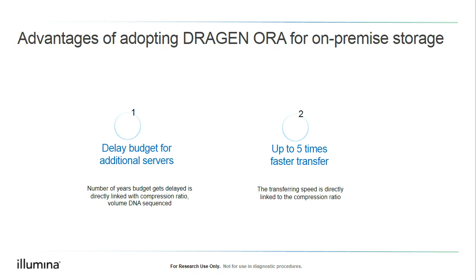If you were to adopt this DRAGEN ORA compression format for on-premise, it means that you would delay the budget for additional servers. What this means is any of the storage costs that you would incur or that you are growing into, those could be delayed because now you are saving smaller files. You could also compress your existing files, and in that way you can reduce your storage footprint. The transfer times are again 5 times faster. So if you're moving files within your network, if you are sharing those files with other users within your network, again, those smaller files are going to be moving around much faster.